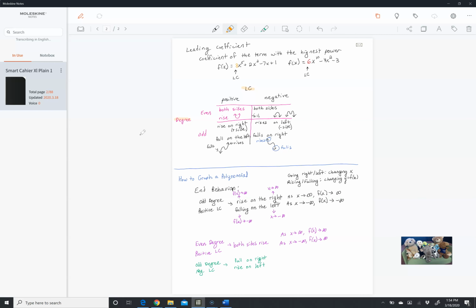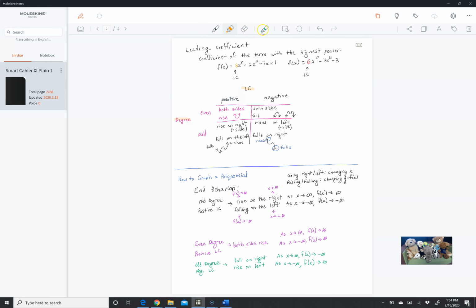So if it falls on the right, so the right says as x approaches infinity, it's going to fall. So when we fall, our f of x, our y values, go to negative infinity. So negative infinity means we're going down. And here now on the left, so as x approaches negative infinity, our f of x approaches infinity because on the left we rise.